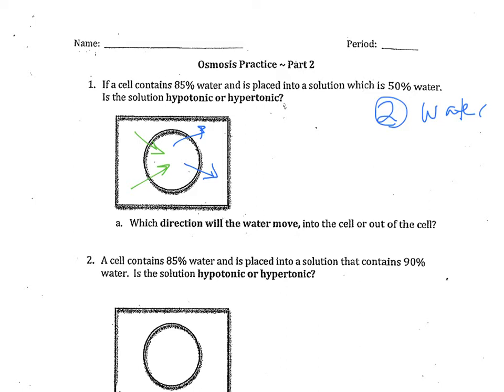So for each of these osmosis problems, you're going to tell me two things: is the cell or the environment, depends on what the problem asks, is it hyper, hypo, or isotonic? And then the second thing, where is water going to go? So let's practice solving our first problem.